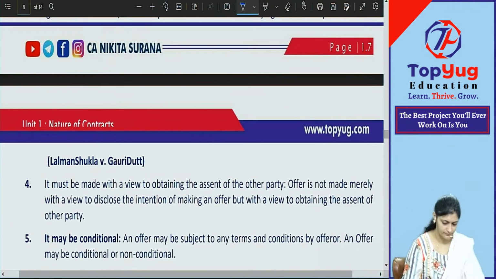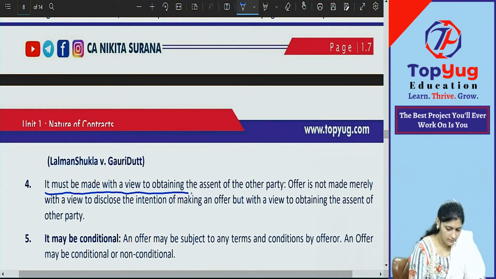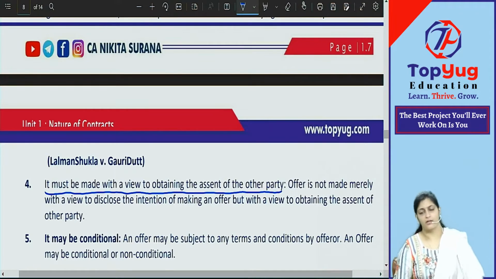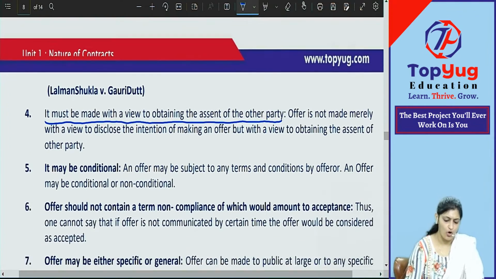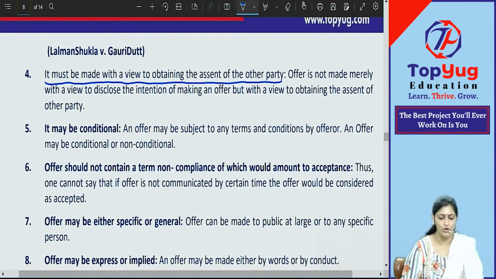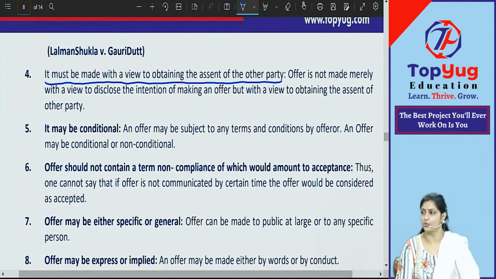Next one. Offer must be made with a view to obtaining assent of the other party. Is it not given in your definition again? Yes. What do you mean by this? Whenever I am making any offer to any other person, I want that person to always say yes. I want that person to agree with me.